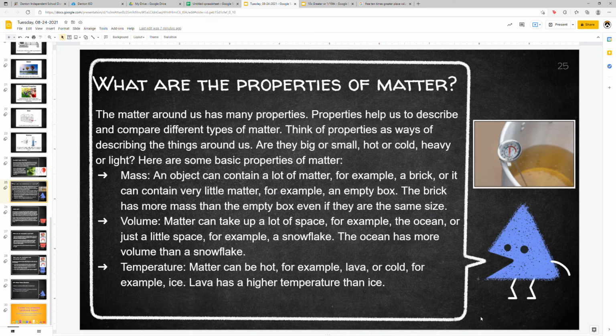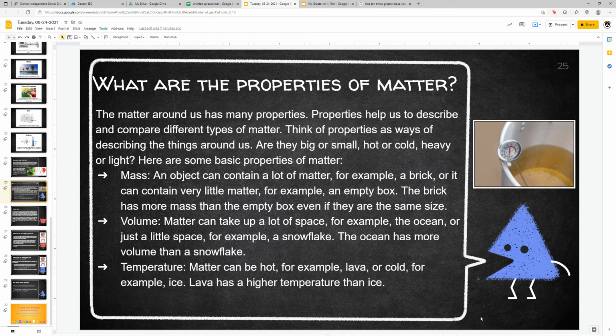So, mass. We've already heard about that once today. An object can contain a lot of matter, for example, a brick, or it can contain very little matter, for example, an empty box. The brick has more mass than an empty box, even if they are the same size. What that means is, if I have a box that is the same size as a brick, obviously the brick is heavier, it has a greater mass, it's denser, there's a lot more matter packed in that brick than there is in an empty box.